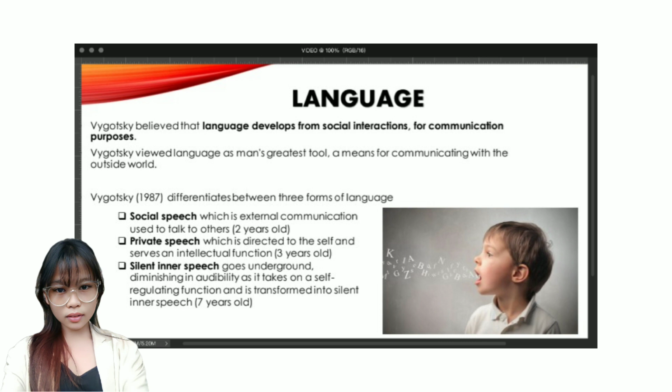So, Vygotsky in 1987 differentiates between three forms of language. It is the social speech, which is external communication used to talk to others, the private speech, which is directed to the self and serves as an intellectual function, and last is the silent inner speech, which goes underground, diminishing in audibility as it takes on a self-regulating function and is transformed into silent inner speech.